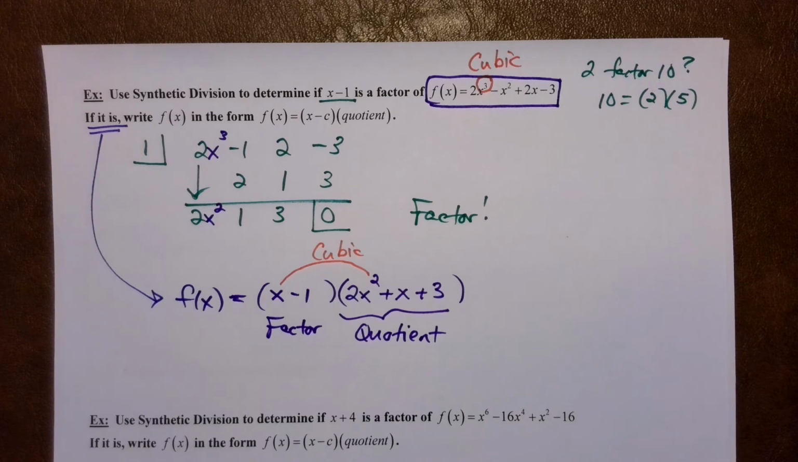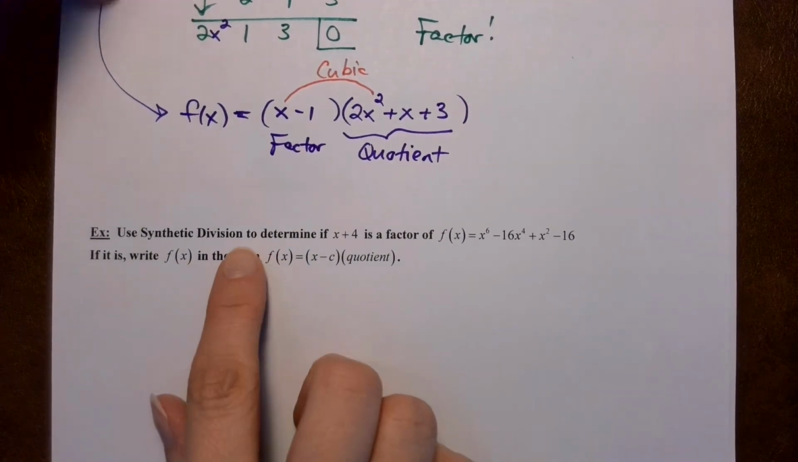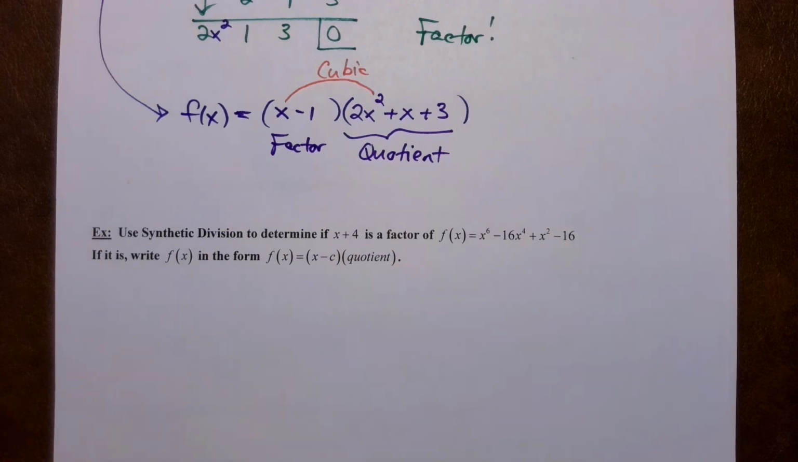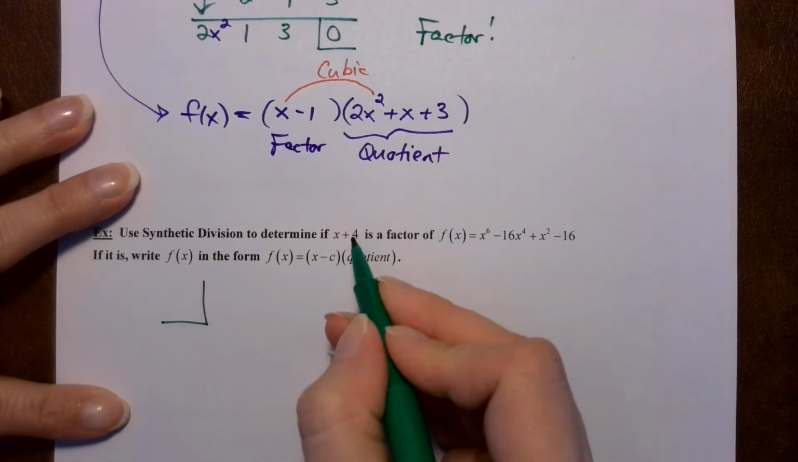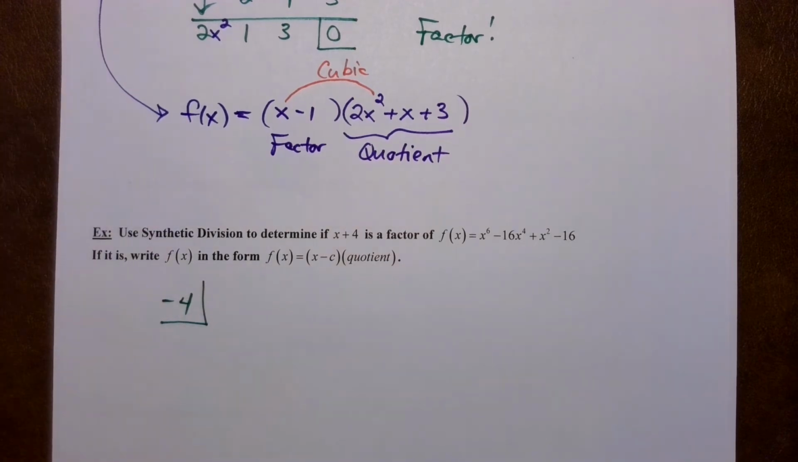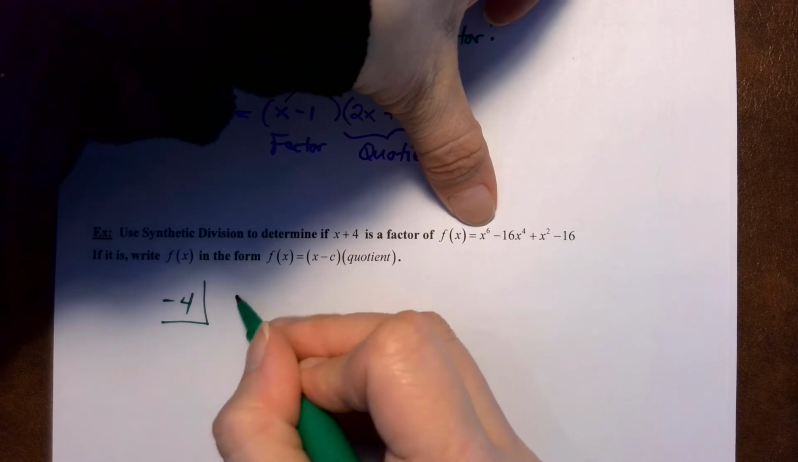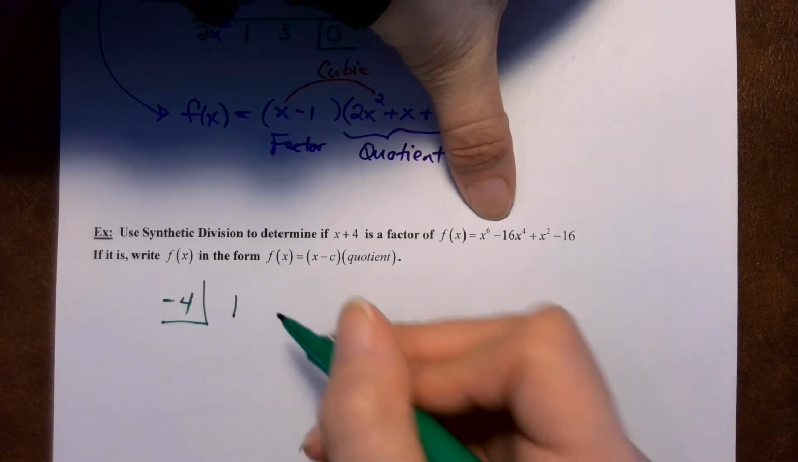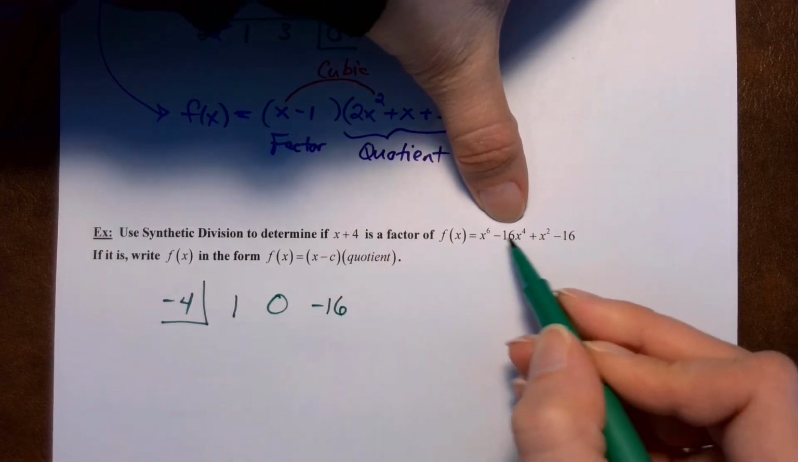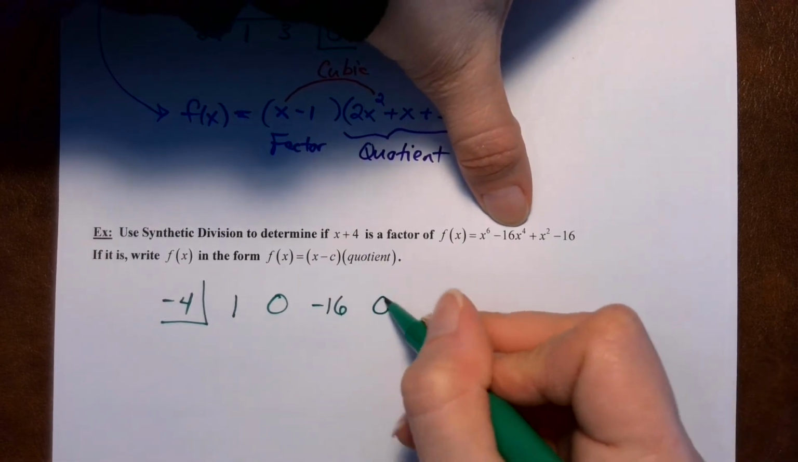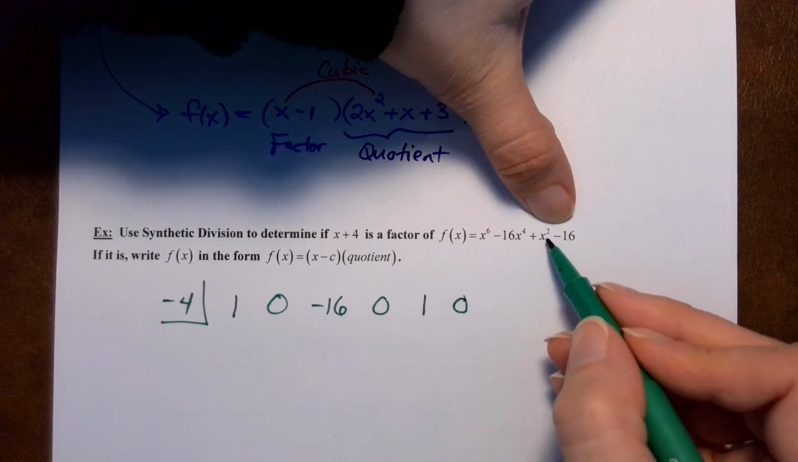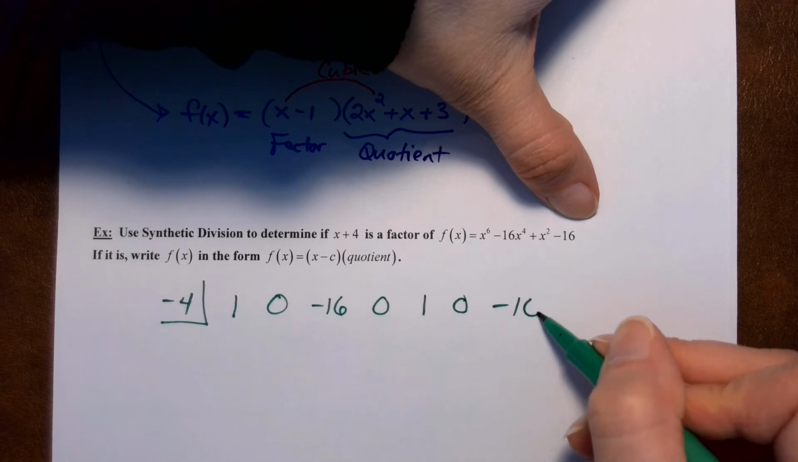Let's try one more time. Use synthetic division to determine if x plus 4 is a factor. Okay, let's see if it's a factor. In the little box, I'm going to put -4 for the 0. Okay, let's be careful that we include all the x's. So we've got 1x to the 6th, but 0x to the 5th. -16 for the power of 4, 0 for the power of 3. 1x squared, 0 for the linear term, -16.